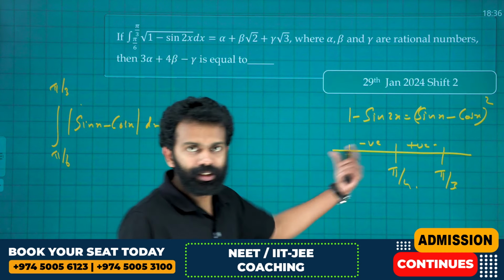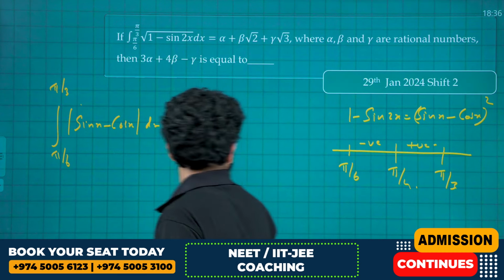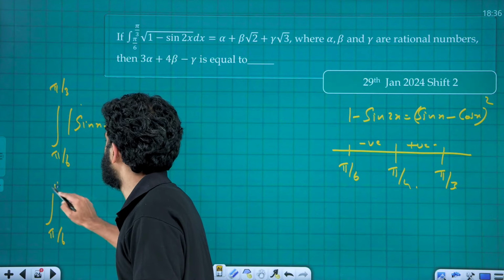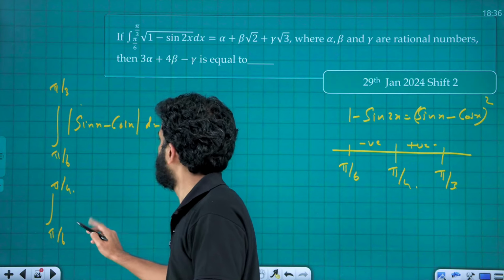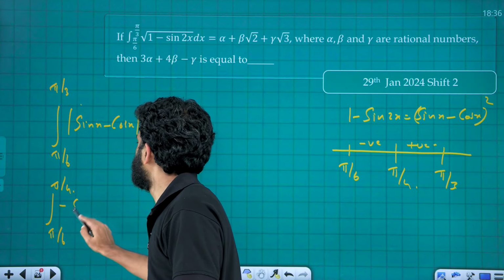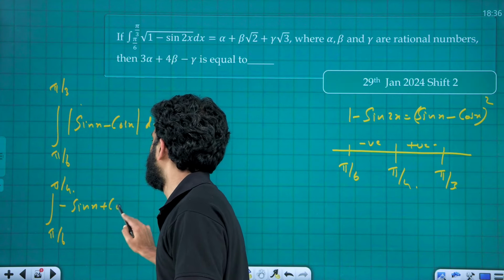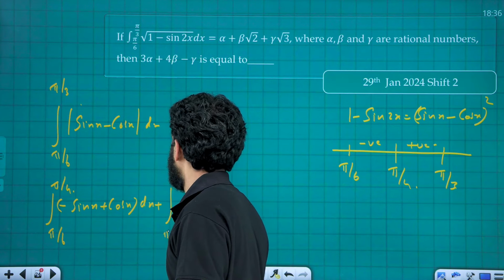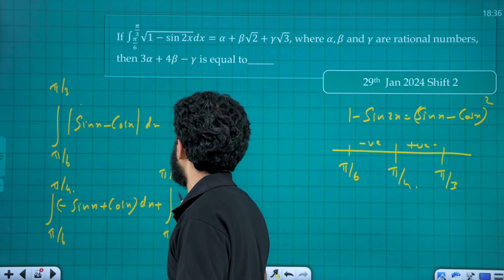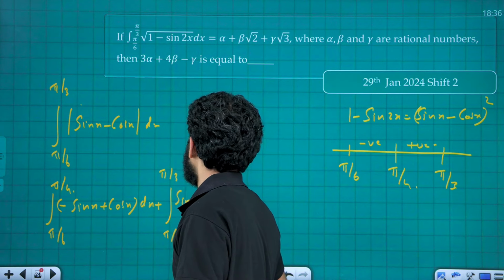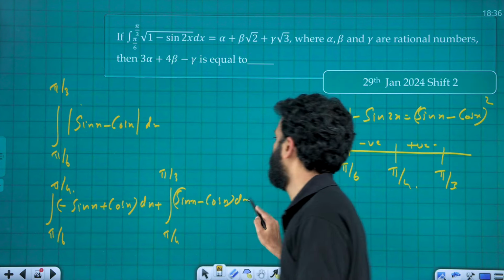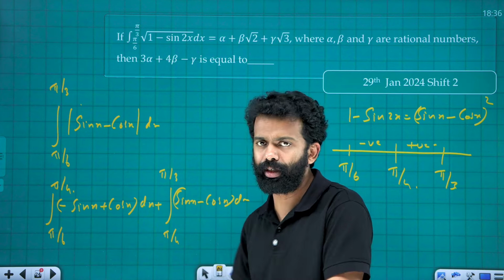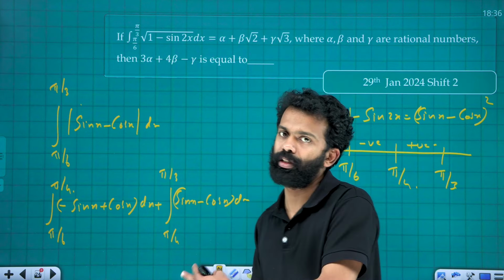So we can split this accordingly, and you will get pi by 6 to pi by 4 minus sin x plus cos x. I have applied the negative sign here, and pi by 4 to pi by 3 sin x minus cos x into dx. So done, basic integration, just integrate and substitute the values, you will get the final answer.